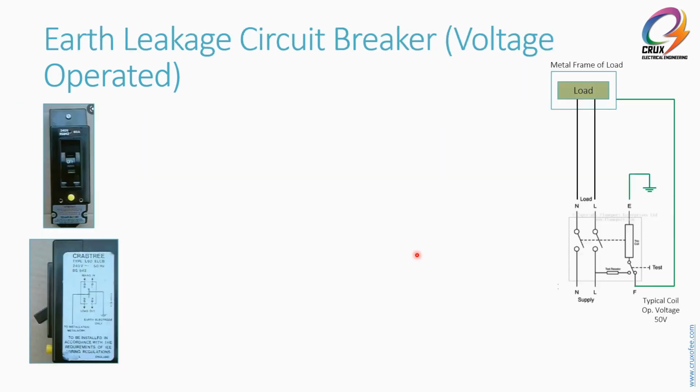So now we go to the older version of the earth leakage circuit breaker, which is the voltage operated type. If you can see here, this is the model. It looks just like a normal breaker, but it's actually an ELCB which is operated by voltage. So why do they say it's operated by voltage? We'll go through. Normally when you say ELCB, it refers to the voltage operated type. If it's current type, we will call it an RCD, or residual current device.